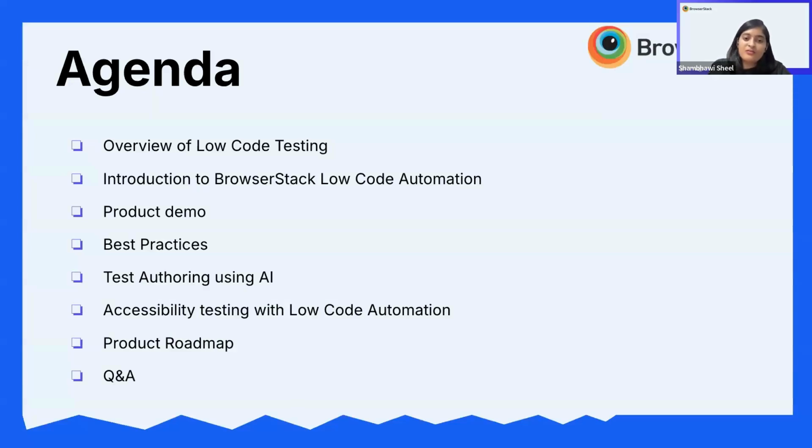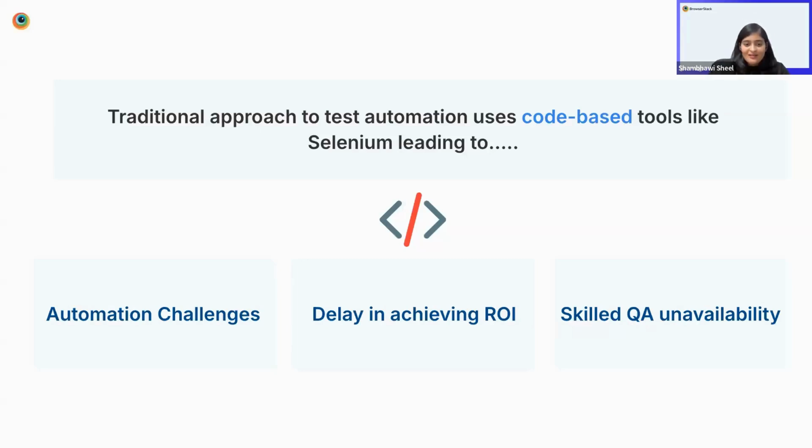Now, without further ado, let's jump into the agenda for our session today. The webinar is structured to give you a comprehensive understanding of low-code testing and also introduce our in-house solution, which is BrowserStack Low-Code Automation. Then we'll go through the detailed product demo, where we'll also cover some best practices that we have ingrained into our product. In the next segment, we'll talk about AI and also accessibility testing, which we have integrated within the product. And then we'll wrap up with what's in store for us in the future, which is the product roadmap. We'll also end the session with the Q&A section. So yeah, let's get started.